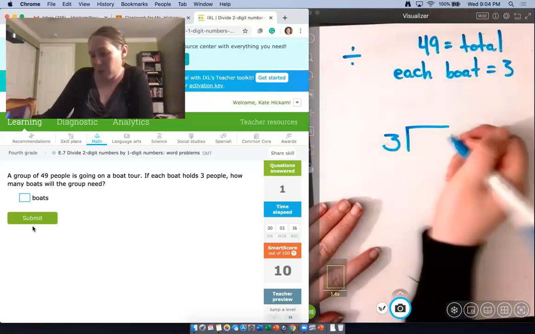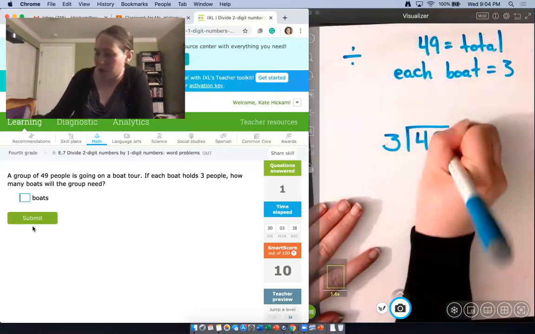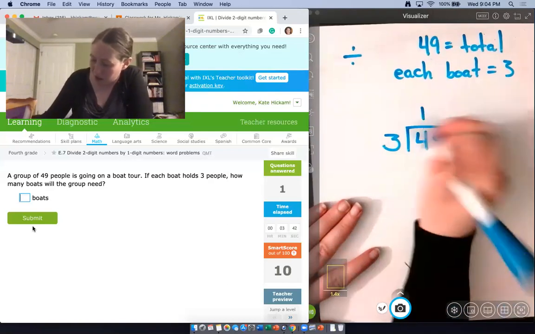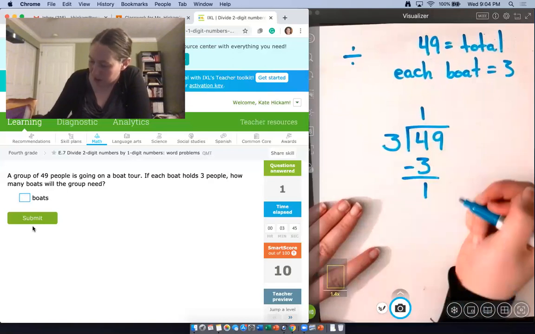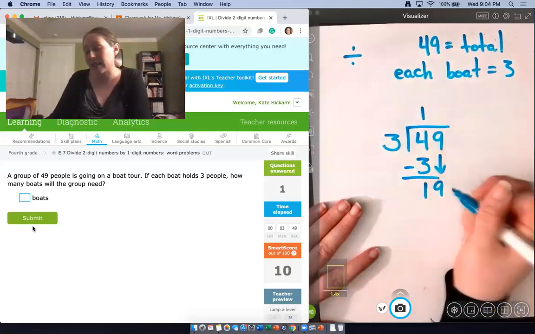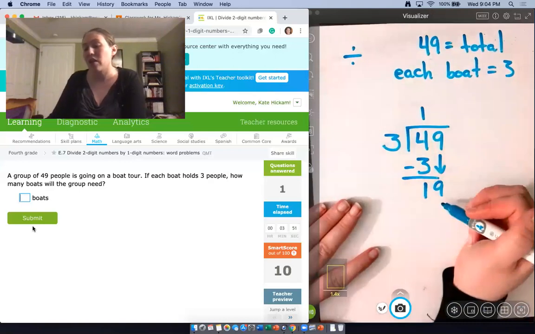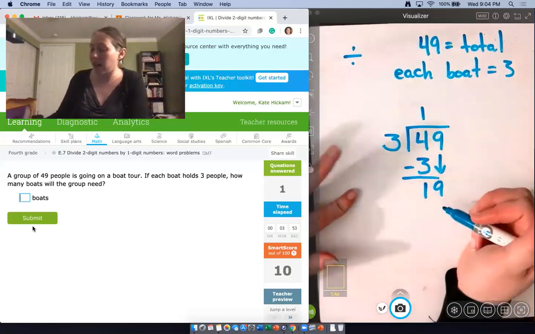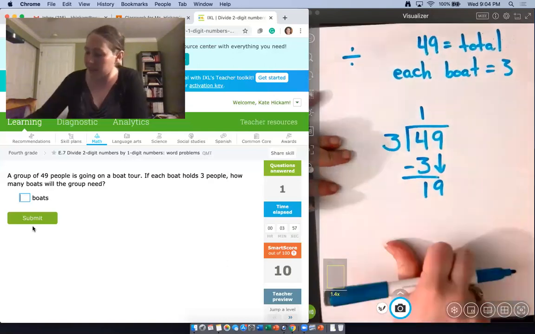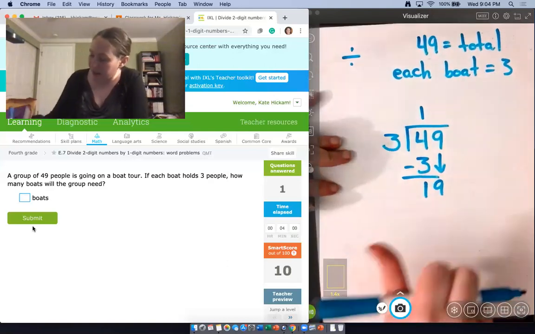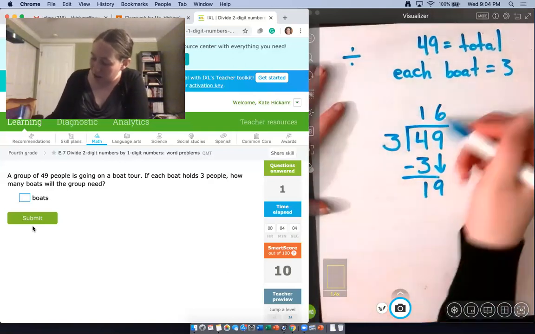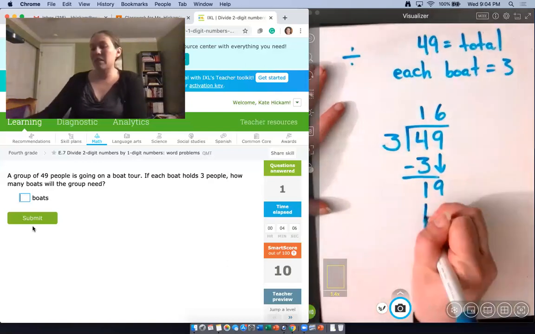3 goes into 4 one time. 1 times 3 is 3. Subtract and I get 1. Bring down my 9. 3 goes into 19. 3, 6, 9, 12, 15, 18. Ooh, if I go to 7, it's too much, so it's got to be 6. And that gave me 6 times 3 equaled 18. Subtract and I get 1, which means I have a remainder.